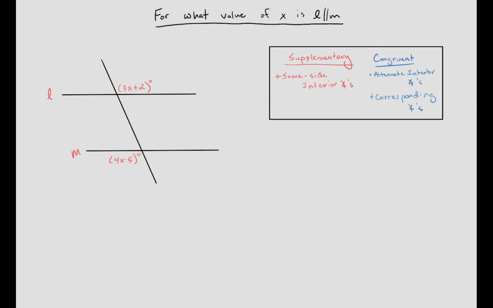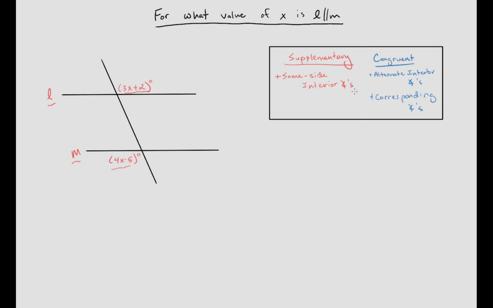Let's go ahead and figure out what value of x, or values, will make L and M here parallel to each other. So the very first thing is, let's look at what we're given. We're given the measure of these two angles here. And so let's go ahead and try to figure out what relationship they have.